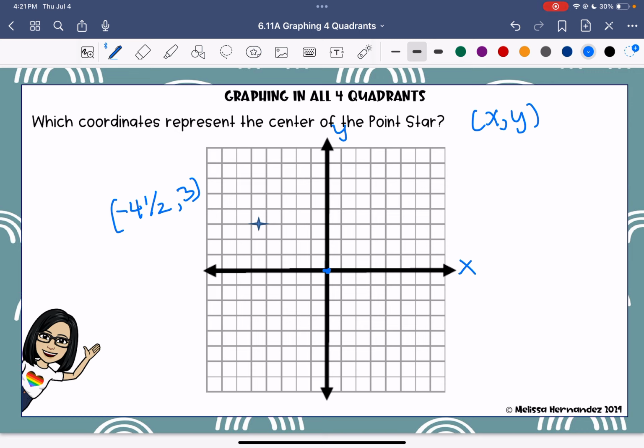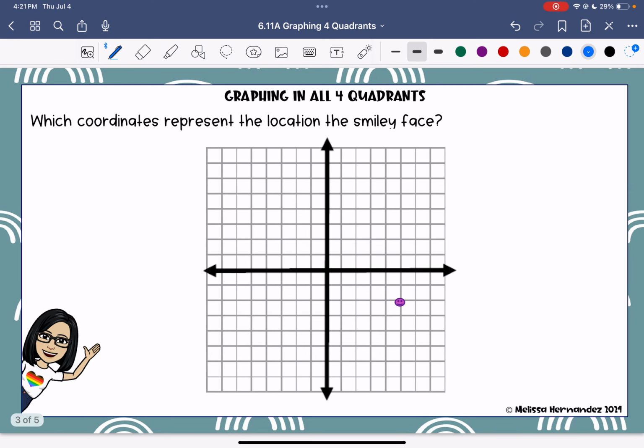All right, so we're going to go to the next example. It says, which coordinates represent the location of the smiley face? Okay, so we're always going to start at 0, 0. The axis is not labeled. We can label it, we don't have to. It's just, it's not going to hurt.